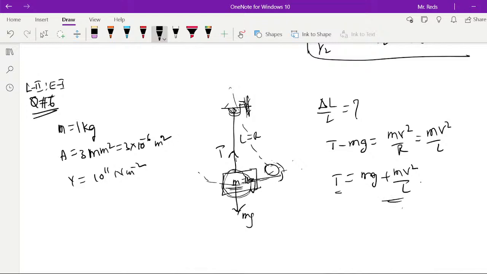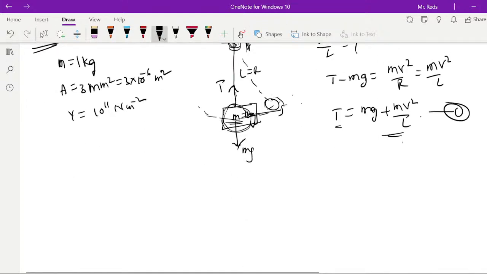You have to keep this in mind. Let us say this is equation 1. Now, in terms of Young's modulus, we know Y is equal to F L by A into delta L, where delta L is the elongation produced. But F is nothing but the tension here. You can also write it as tension T into L by A into delta L.